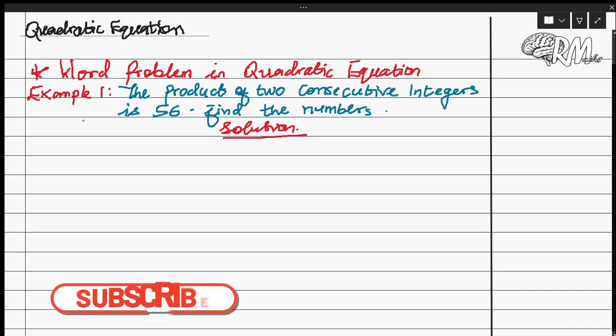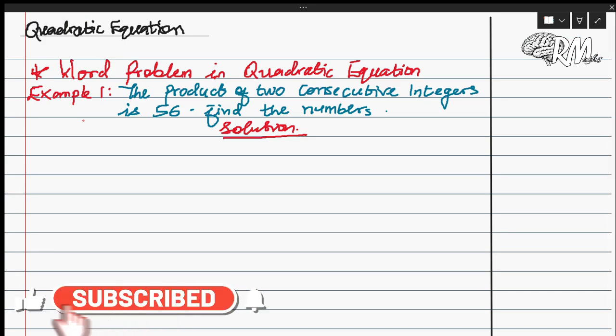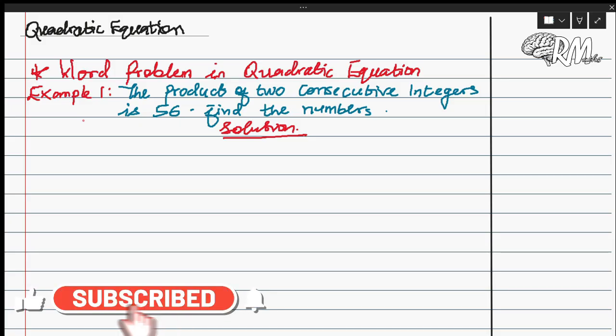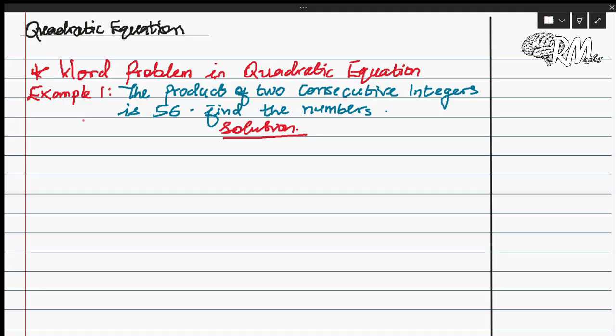Now, what about word problems in quadratic equation? This is also one of the most common questions that WAEC and JAMB usually set, including SAT. And word problem, just by the name you should know that it has a problem, because you have to interpret the English words into a mathematical equation. But nothing to worry about. Let's see how we can solve these word problem questions in quadratic equation.